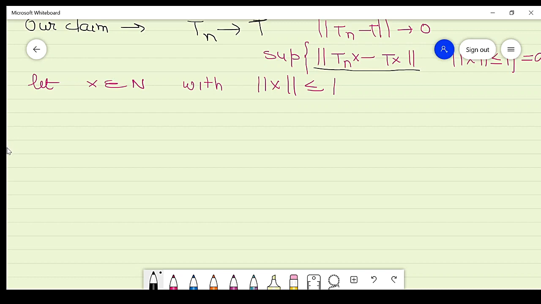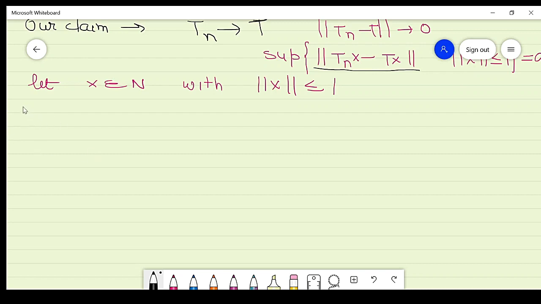To prove this part approaches to 0. Now to prove this part, what is that part? That is the norm of Tnx minus Tx. So this part approaches to 0. We already proved that Tnx is convergent to Tx, but we proved it for x belonging to N, where the condition is norm of x is less than or equal to 1. So remember only this fact.